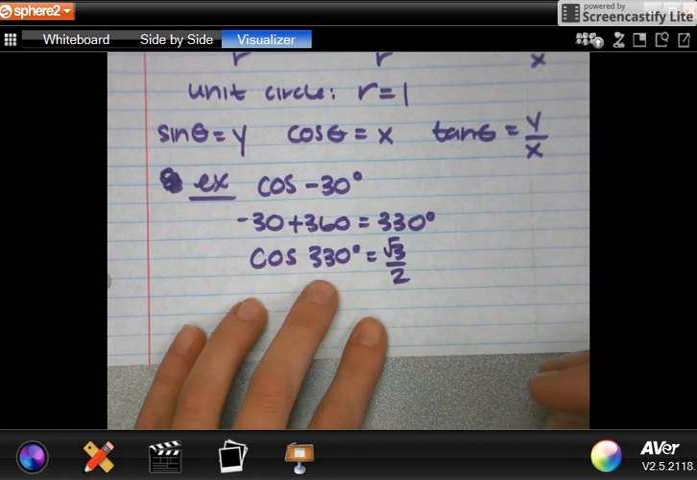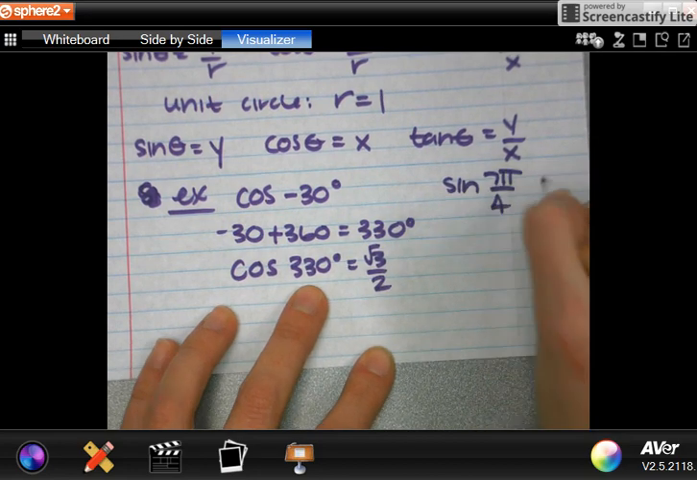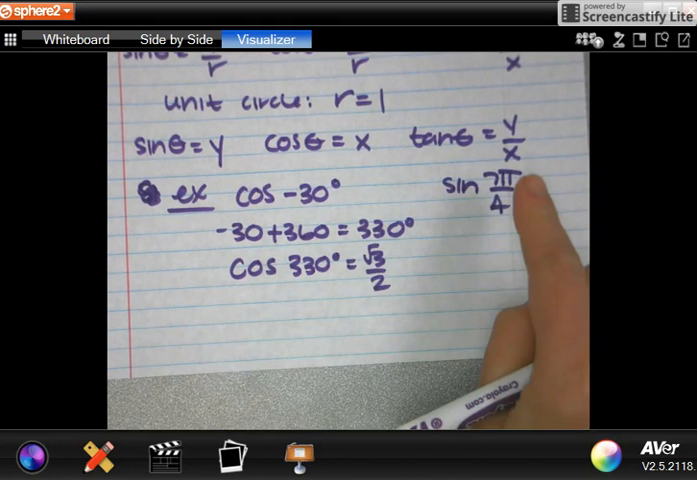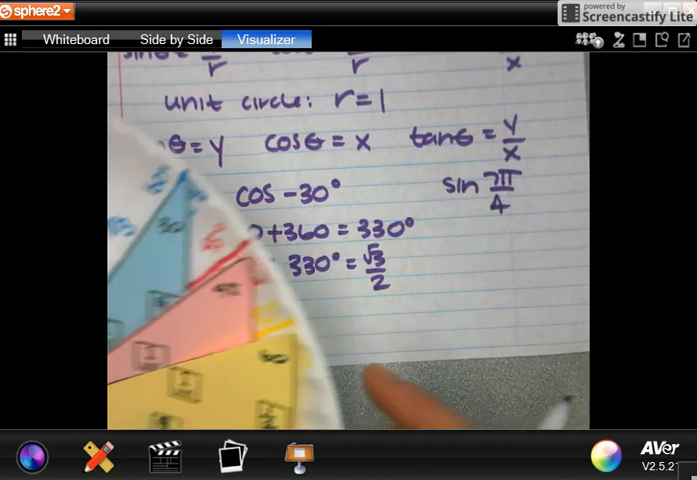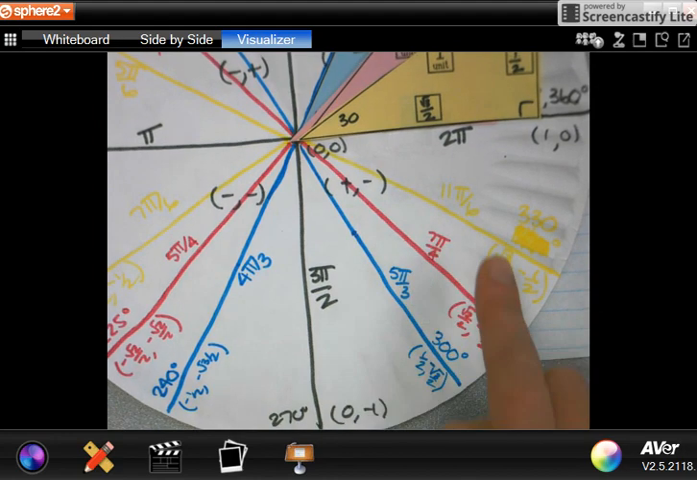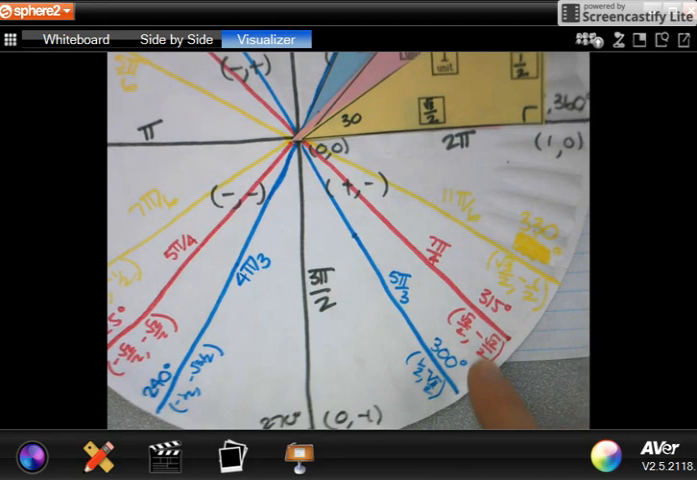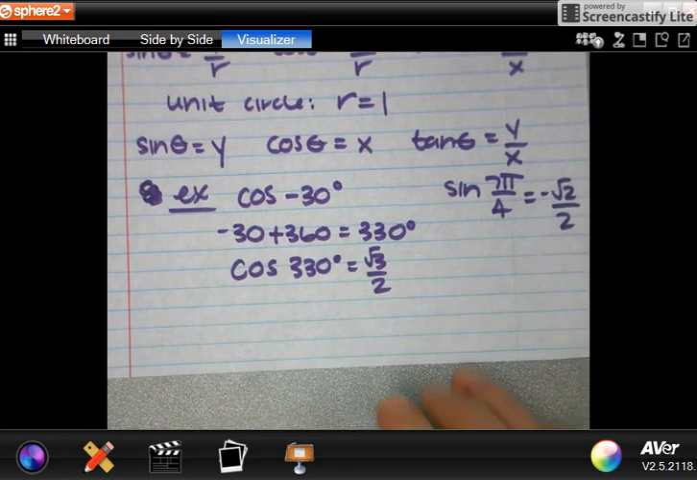We can do another easy one, sine of 7 pi over 4. This is within one loop of the unit circle, so I shouldn't need to add or subtract 360. I'm just going to go to 7 pi over 4 and look at the y coordinate. So the answer is negative root 2 over 2.